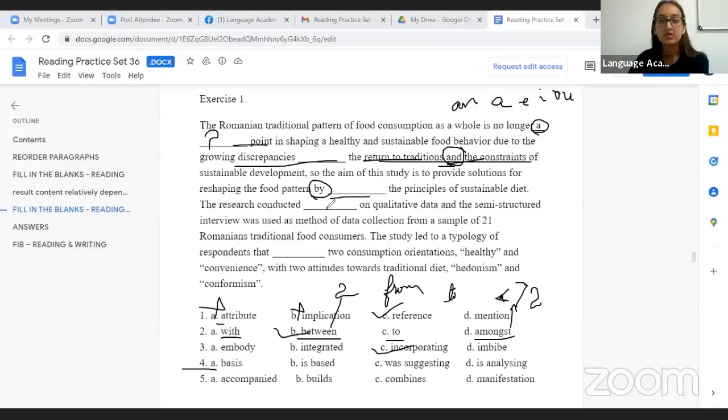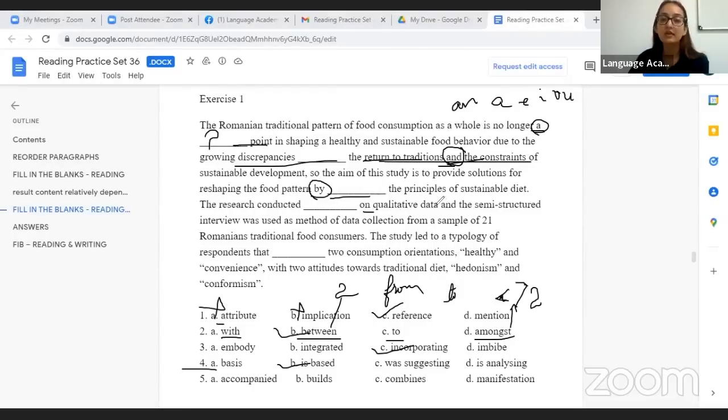So they say the research conducted was suggesting. How can we say that the research was suggesting? It means in the past it was suggesting something to us. And the research conducted is analyzing is fine, but analyzing does not go with on. We cannot say is analyzing on. So we can say the research conducted, because it's already conducted.